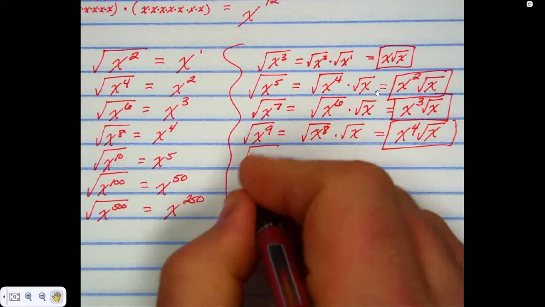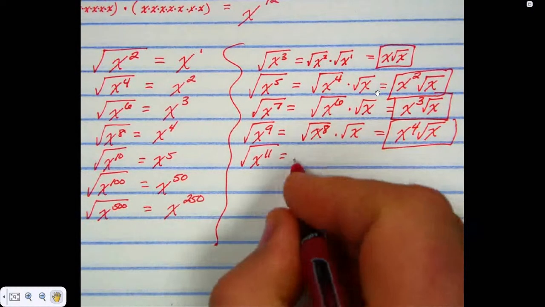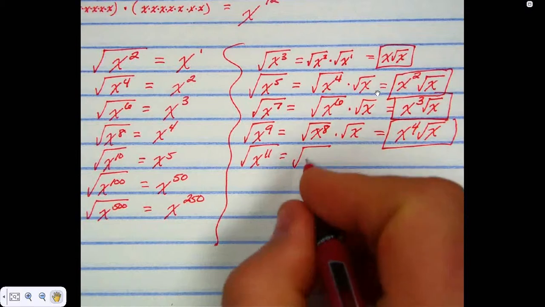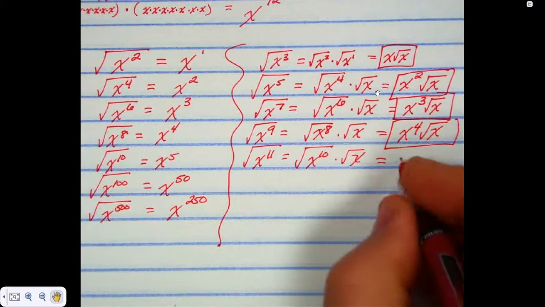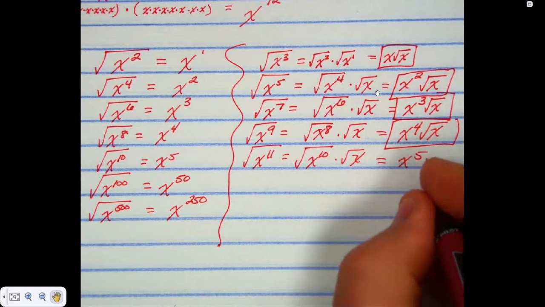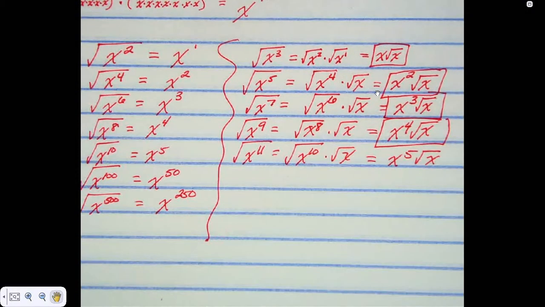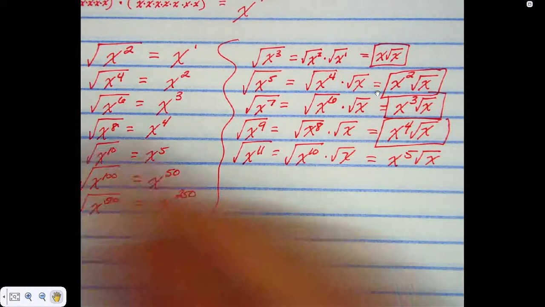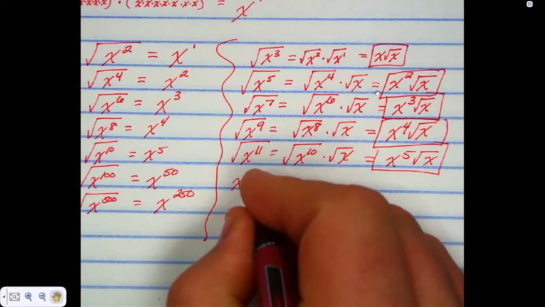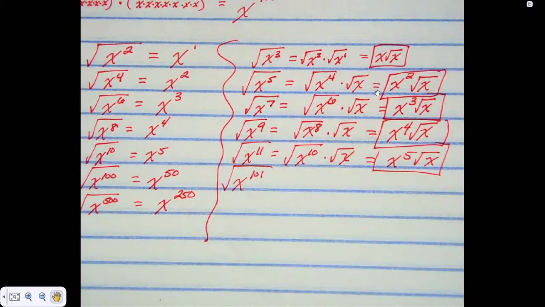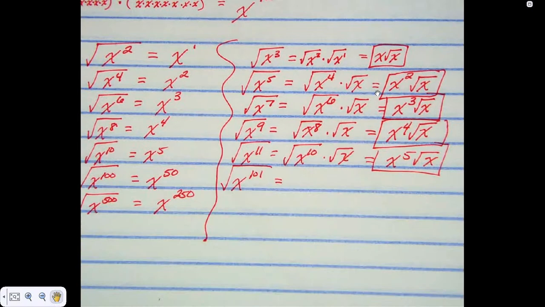Let's try square root of x to the 11th. What do you think I'm going to use as my perfect square? Break it up. X to the 10th times square root of what? What do I get? X to the 5th square root of what? Keeps getting easy, isn't it? How about square root of x to the 101st power? What am I going to do now?